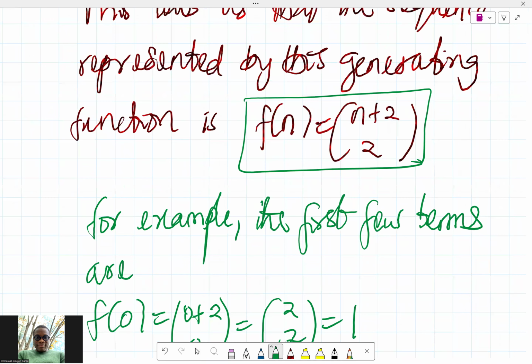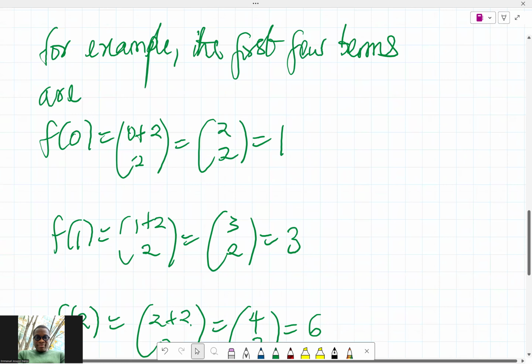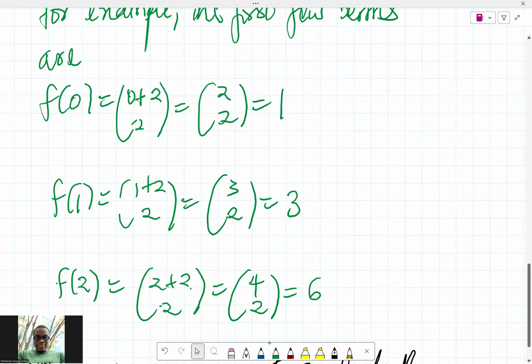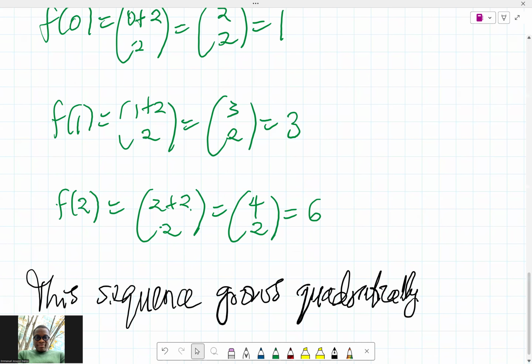So with that, we come to the end of this video. In the next video, I'll be taking it a bit further, still talking about multivariate generating functions for solving complex systems, particularly in combinatorics, so we can have an idea how that really applies.